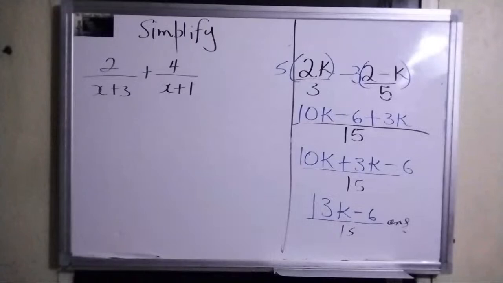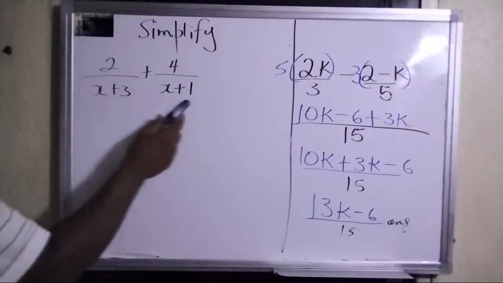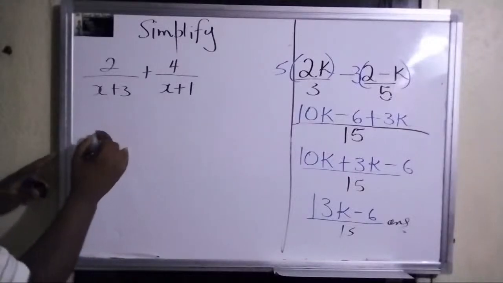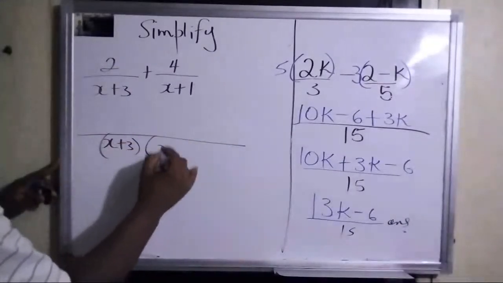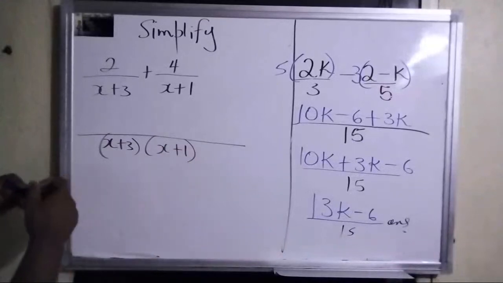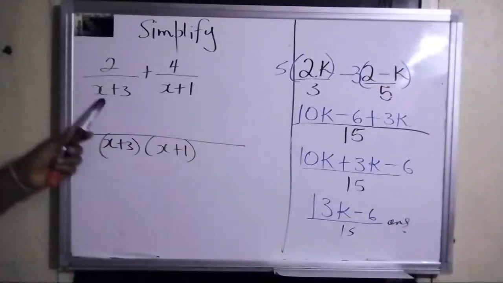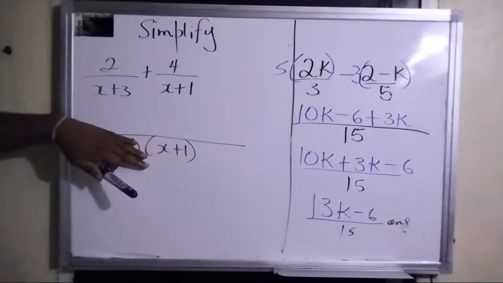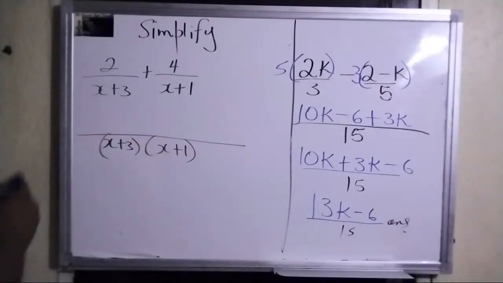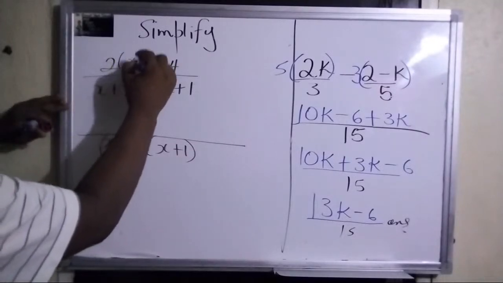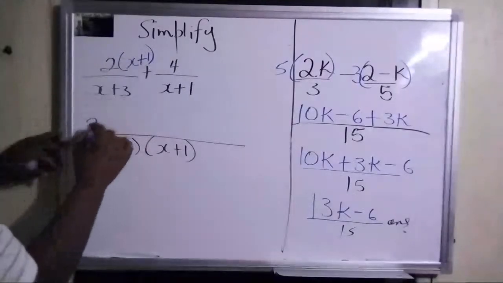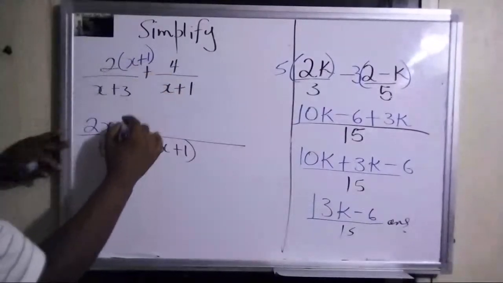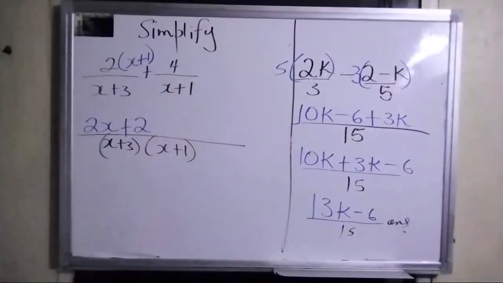Alright, so let's proceed. So guys, the first thing about this, you find the lowest common multiple of both of these, right? So the LCM would actually be x plus 3 times x plus 1, right? And then now you divide x plus 3 into this, so this will go and leave x plus 1. So we multiply this, it's almost as if you swap them. Right, so let's expand the bracket. 2 times x, that's 2x. 2 times 1, 2.